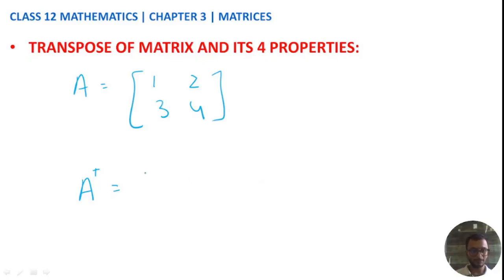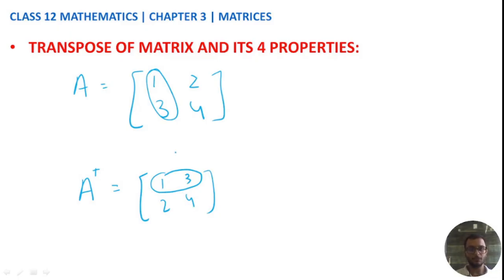That is, the first row will change into the first column, that is the first column will be 1, 2, and the second row will be changed into the second column, that is 3, 4. In fact, you can look at it this way also: the first column will change into the first row, and the second column will change into the second row. So this is called transpose of a matrix.